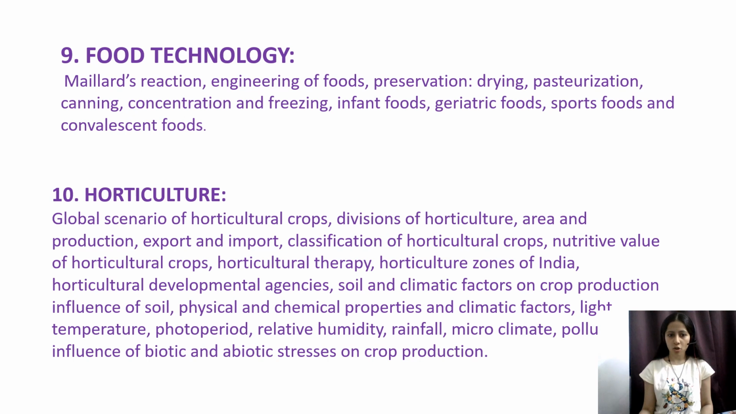Next, number 10, that is horticulture. Global scenario of horticulture crops, divisions, horticulture area and production, export, import, classification of horticulture crops, nutritive values of horticulture crops, horticulture therapy, horticulture zones of India. You should know the zone names. Okay. Horticulture development agencies, soils, climatic factors on crop production, influence of soil physical and chemical properties, climatic factors, lighting, temperature, photoperiod, relative humidity, rainfall, microclimate, pollution, influence of biotic and abiotic stresses on crop production.